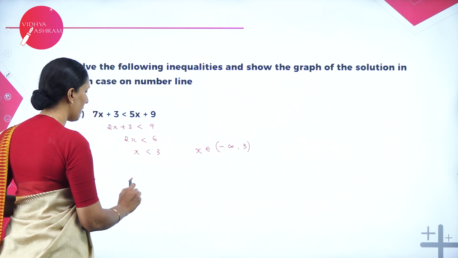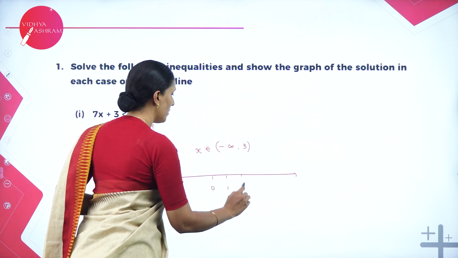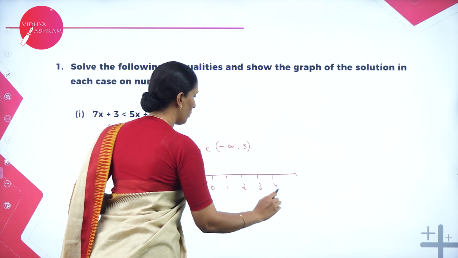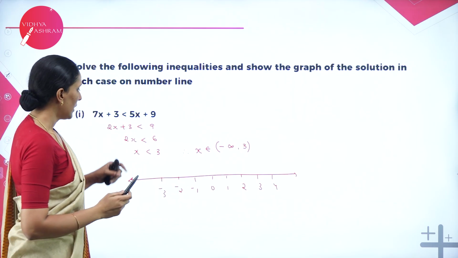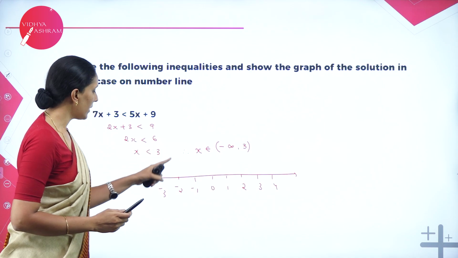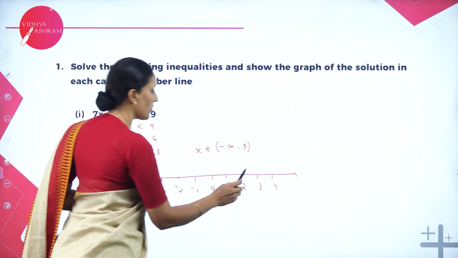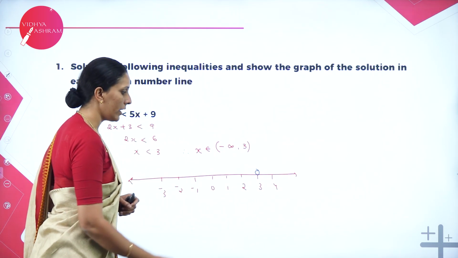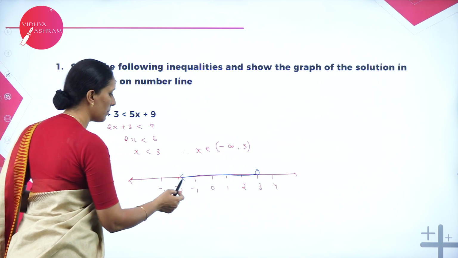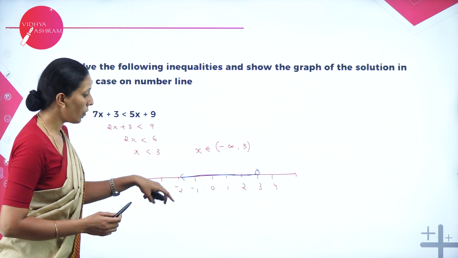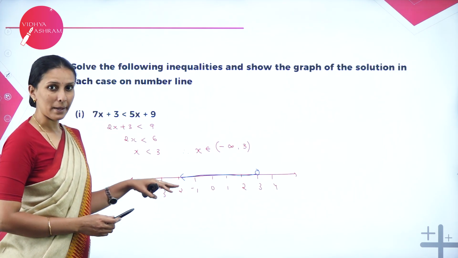So now I'll take a number line here. So I'll plot 0, 1, 2, 3, 4 and here minus 1, minus 2, minus 3. Now since the solution is all the numbers which is less than 3 but not 3. Here we are not including 3. So I'll draw an open circle on 3. Then I'll write the arrow which indicates all the numbers less than 3. So this is how we'll express the solution of the given inequalities on number line.